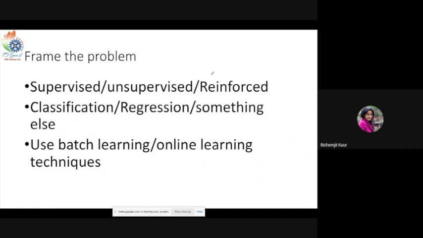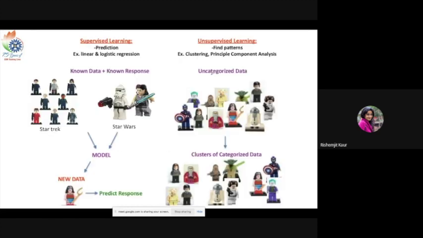Now, the second thing is, after you have looked into what exactly your problem is, right? What is it that you want to achieve? Now, how do we frame it as a machine learning problem? It could be a supervised, unsupervised, or reinforcement sort of problem. It could be a classification, regression, or batch learning or online learning technique. So, we will talk about all of these.